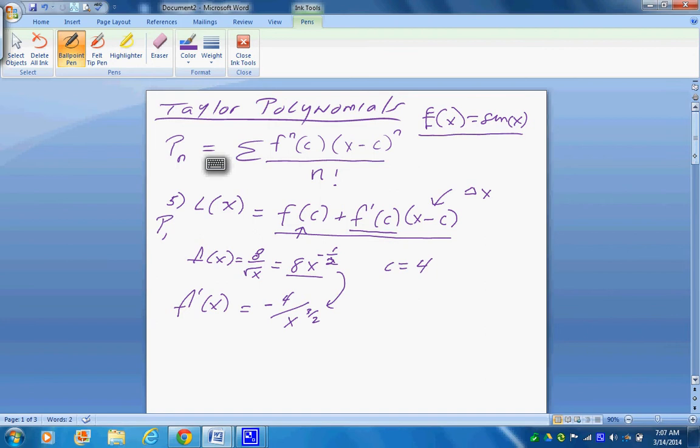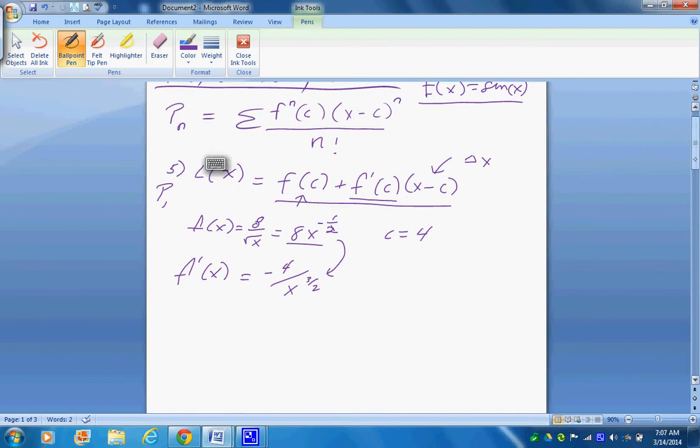And now I'm going to find out what these are equal to at c equals 4. So f of c is going to be equal to 8 over the square root of 4, and that gives me 4. F prime of c is going to be equal to negative 4 over x to the 3/2. I'll write it this way. And that should be equal to negative 1/2. Again, check my math on that, but I believe that's right.